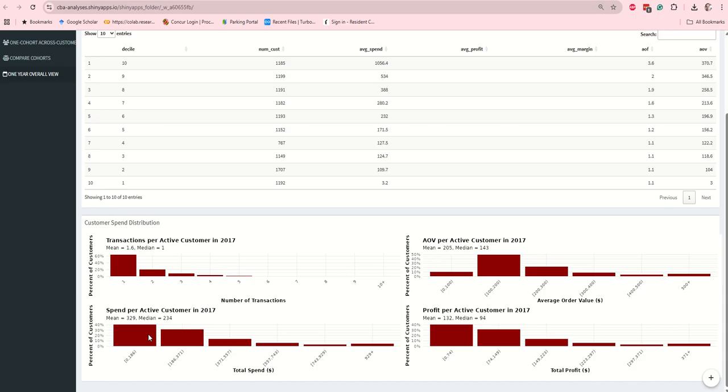This is total spend per active customer. So again, this is the basket size. So take every individual purchase. What's the average spend per purchase? This is the total spend for all the customers that were active. So it's looking at that distribution. And then this is the corresponding plot for profit. So make sure that you understand the distinction between these two.